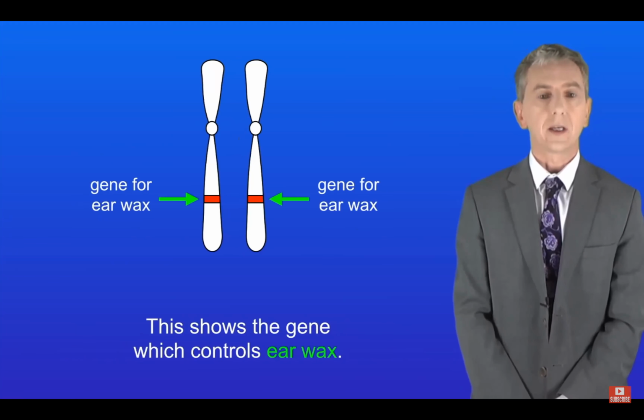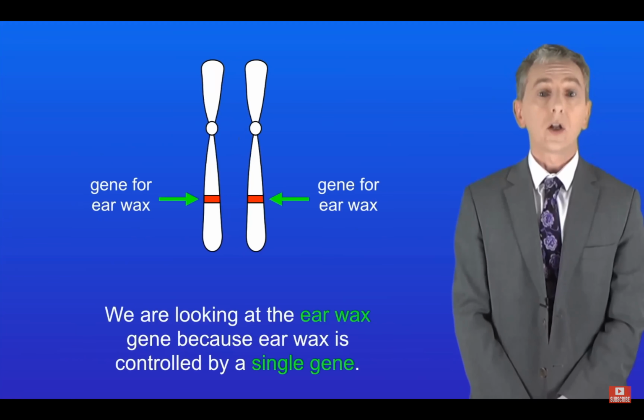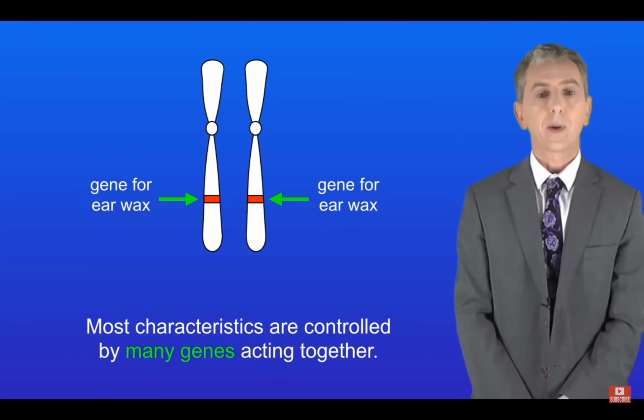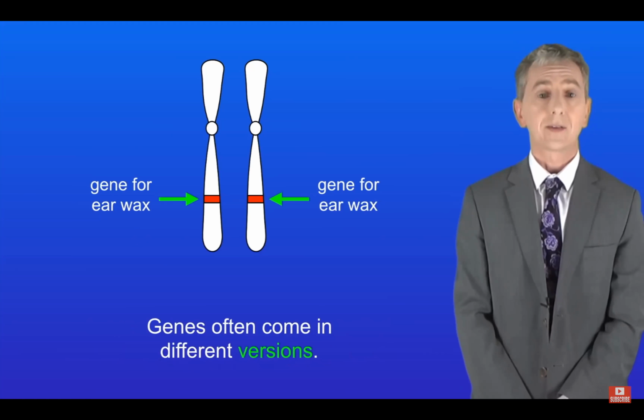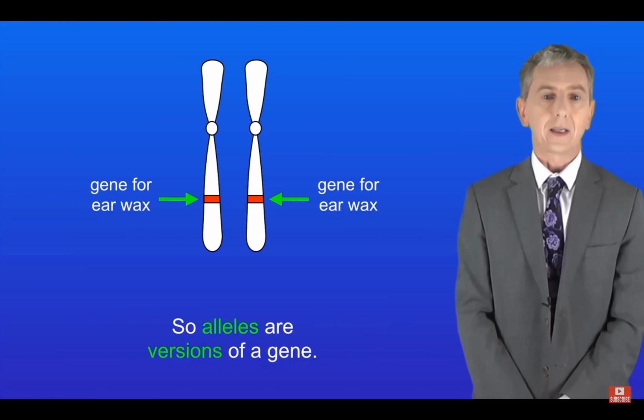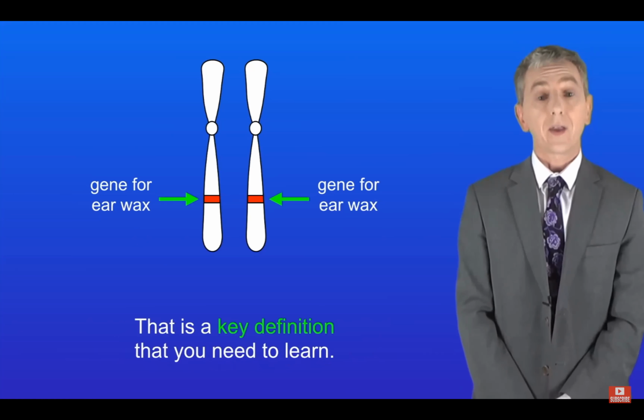I'm showing you here the gene which controls earwax. We're looking at the earwax gene because earwax is controlled by a single gene. Most characteristics are controlled by many genes acting together. Now, genes often come in different versions, and scientists call these alleles. So alleles are versions of a gene, and that's a key definition that you need to learn.